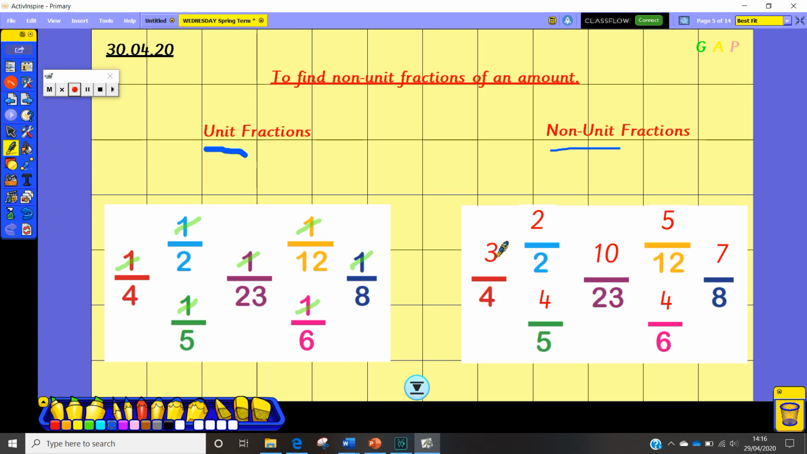So here we're looking for 3/4. Here we're looking for a whole number actually, because it's 2 parts of a half. Here we're looking for 4/5. Here we're looking for 10/23. Here we're looking for 5/12. Here we're looking for 4/6. And finally here we're looking for 7/8. But don't panic, because we're going to show you how we can work this out using your maths that we have already learned from the previous lessons.